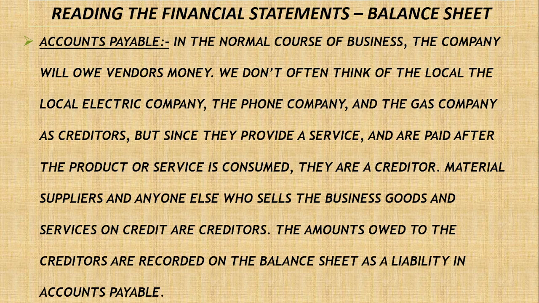Accounts payable. In the normal course of business, the company will owe vendors money. We don't often think of the local electric company, the phone company and the gas company as creditors, but since they provide a service and are paid after the product or service is consumed, they are creditors. Material suppliers and anyone who sells the business goods and services on credit are creditors. The amounts owed to the creditors are recorded on the balance sheet as a liability in accounts payable.